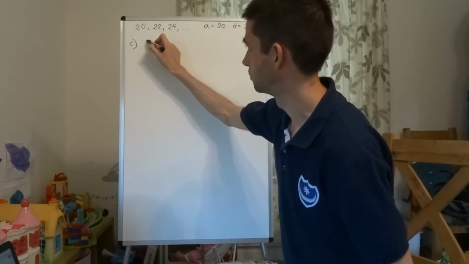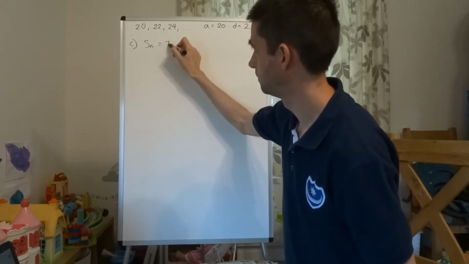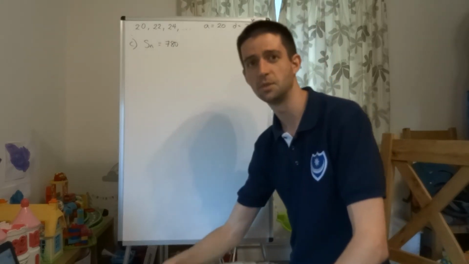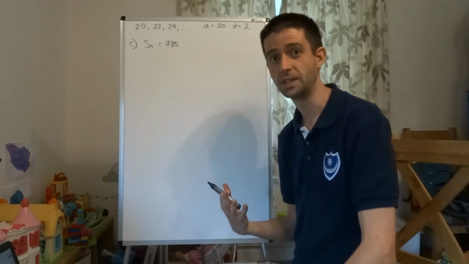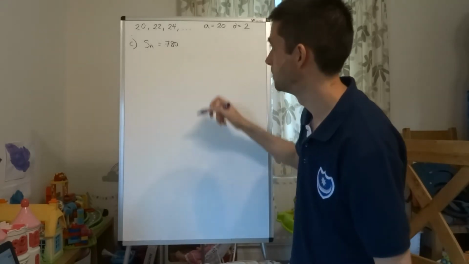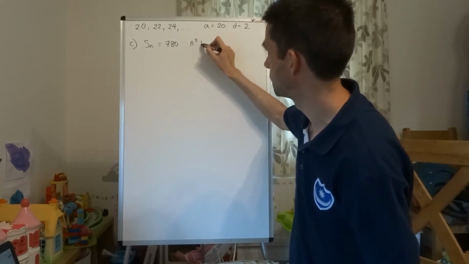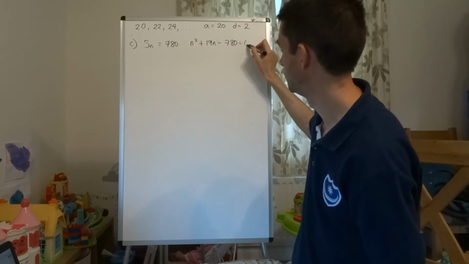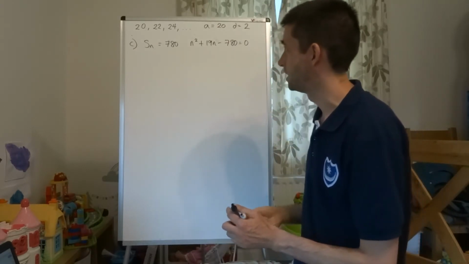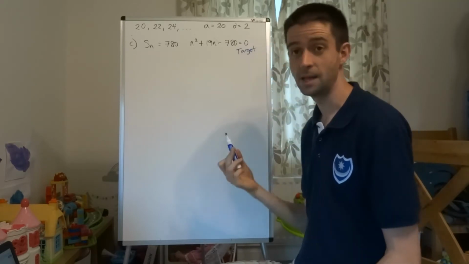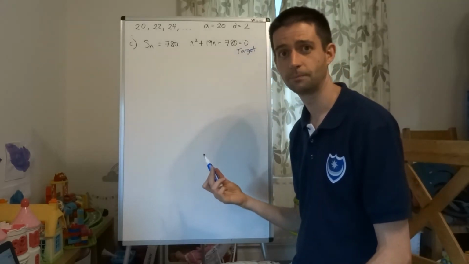So from that I can write down that the sum to n equals 780, the sum to n terms for a value of n that I'm trying to find out. And it says form an equation and show that it can be written as n squared plus 19n minus 780 equals 0. So that there is my target that I'm aiming for in this question.